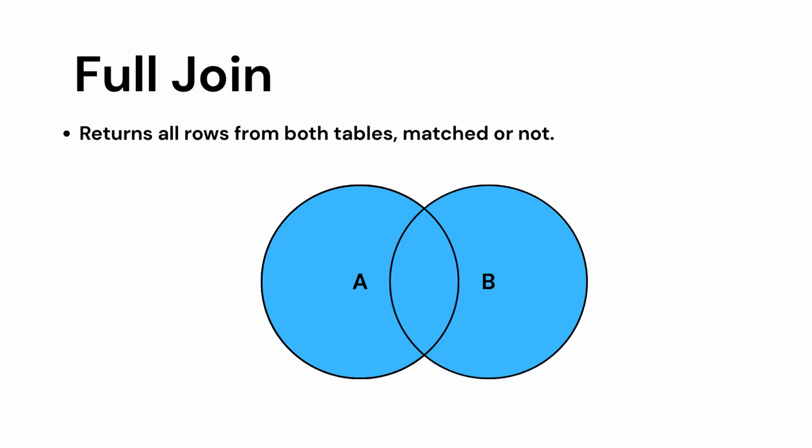Now we have the full join, aka the full outer join. And this returns all the rows from both tables, matched or not matched.